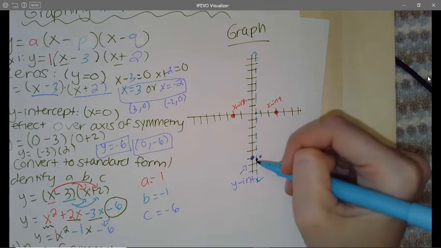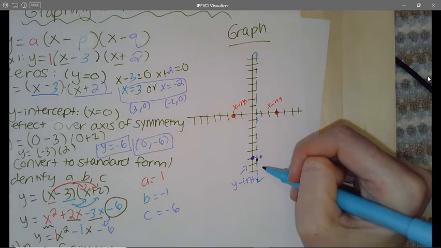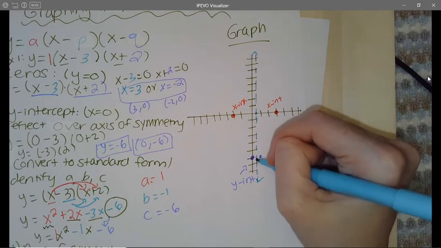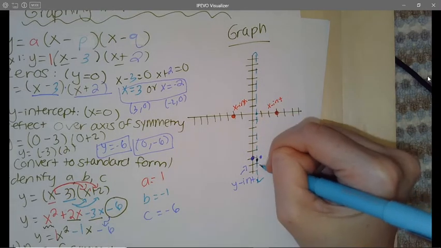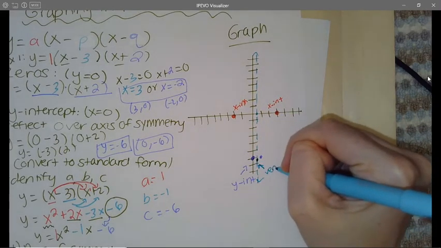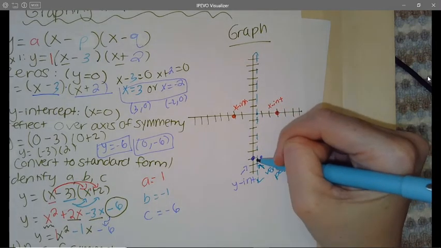All right, my favorite part. Let's plot these points and graph it, which my parabolas don't always look the best, so don't judge my graph, you guys. All right, I'm going to connect my points as best as I can. So this is our vertex point, if you want to label that. All righty, let's do it.